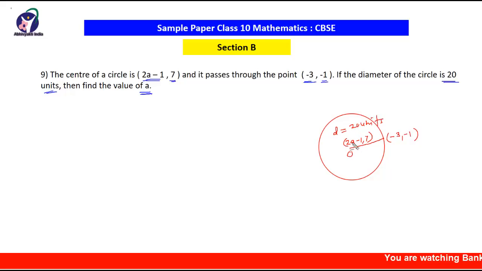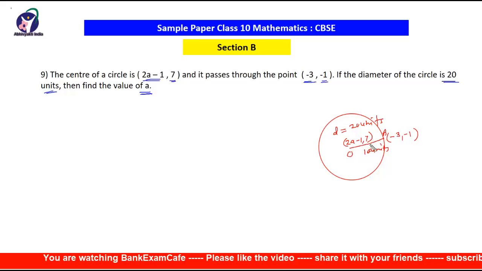Since the diameter is 20 units, the radius will be 10 units. Let this point on the circle be A. So this OA distance is 10 units, where O coordinates are (2a minus 1, 7) and A coordinates are (minus 3, minus 1). So by distance formula we can find the distance OA.